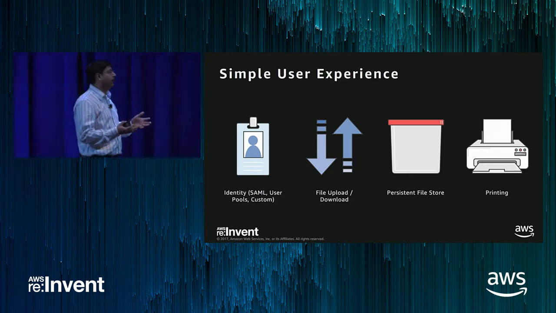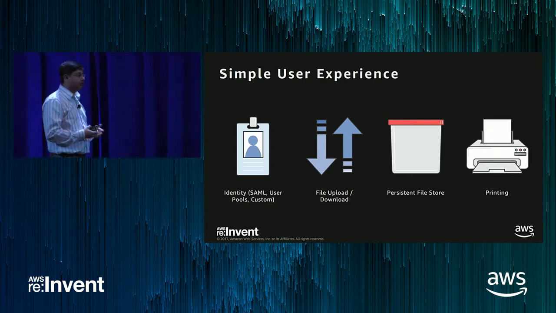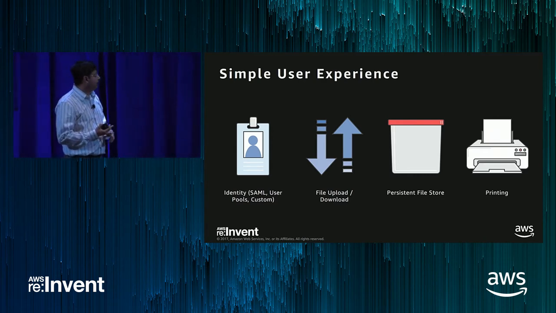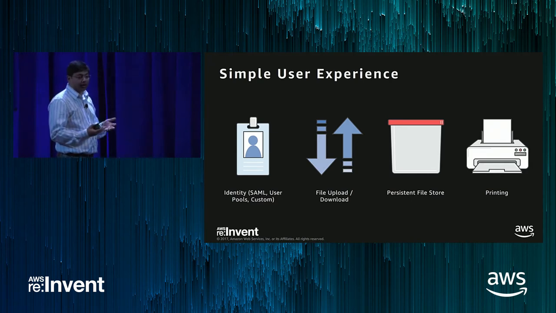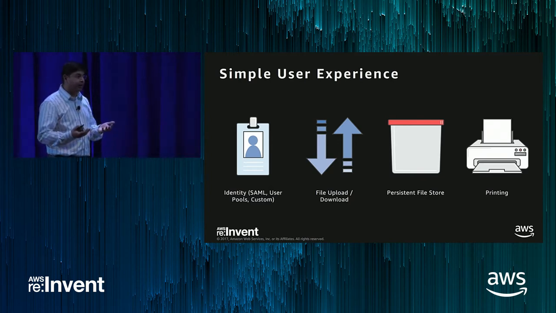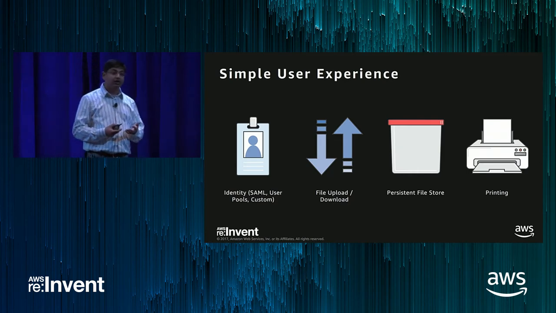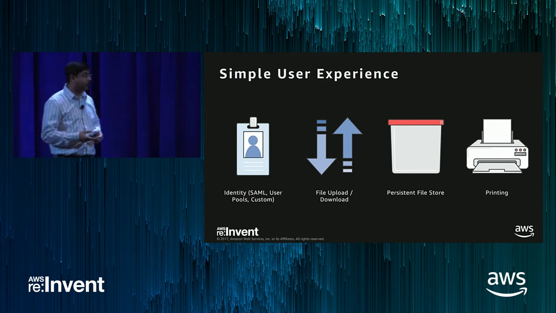We want to work with your IT, as I said. So we support a variety of identity systems. We support Active Directory. We support SAML Federation. We also provide you a built-in identity. We provide you a few mechanisms to move your data. We provide you the upload and download mechanism. We also provide you a persistent file store that's backed by S3. If you choose to use domain join instances, you can also use your network file shares on any other data stores that you use in your VPC.